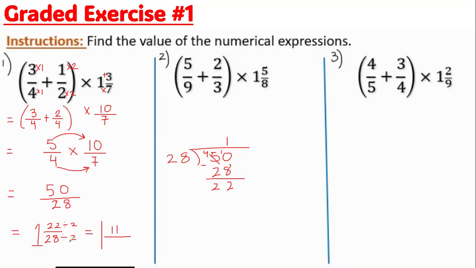11 over what? 14. How many persons got this? 11 over 14. Let me know if you got that, please. I did. Only those 2 persons? Anyone else got 11 over 14? I did. I got that. Very good.